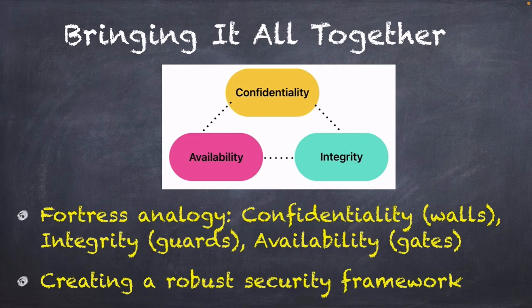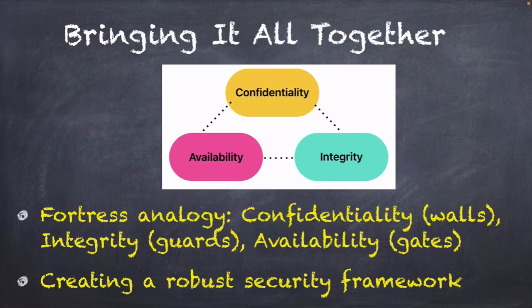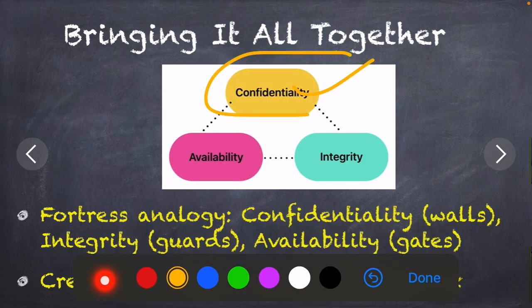Now let's see how the CIA Triad works together in a real world scenario. Imagine you are using a bank's online banking system. For confidentiality, when you log into your bank account, your username and password are encrypted to ensure no one else can see them. And only you, the authorized user, can access the account.